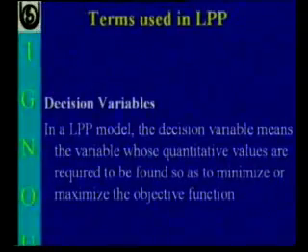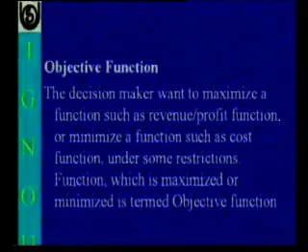Now, we will explain the different terms which are frequently used in linear programming problems. First is the decision variable. In the LPP, the decision variables are the variables whose quantitative values are required to be found so as to minimize or maximize the objective function. Now, what is the objective function?